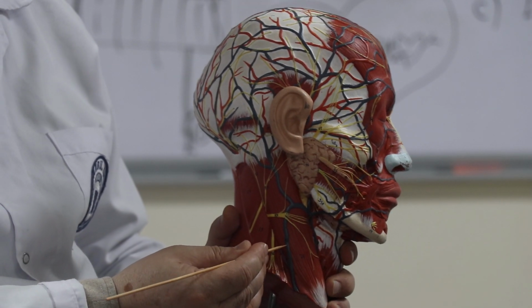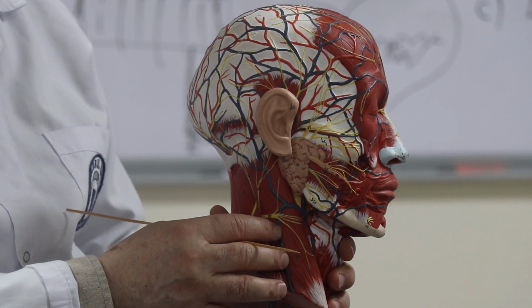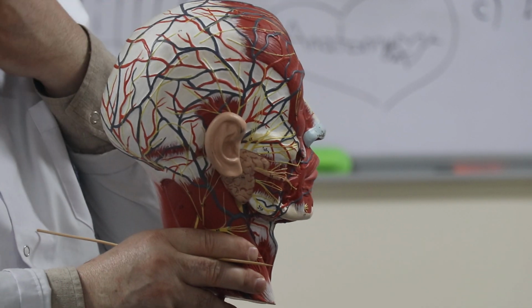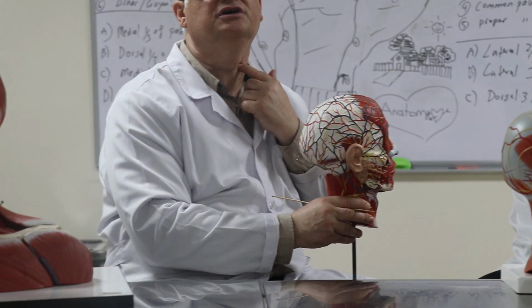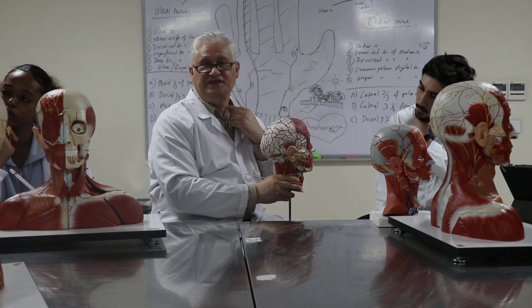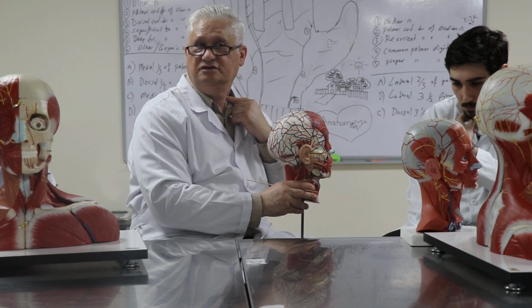So the external jugular vein crosses the midpoint of the sternocleidomastoid. That's also important. So everybody, feel your sternocleidomastoid. At the midpoint, the external jugular vein basically crosses that muscle.